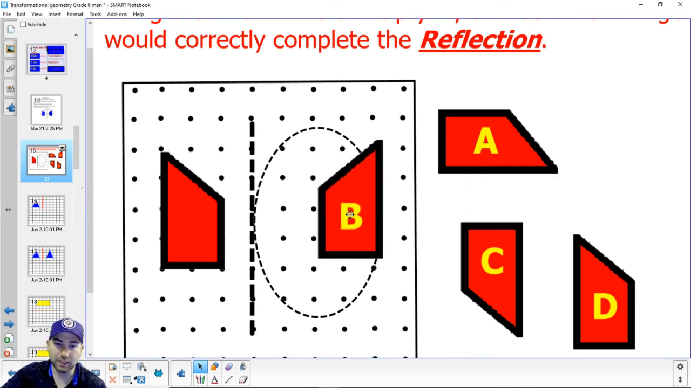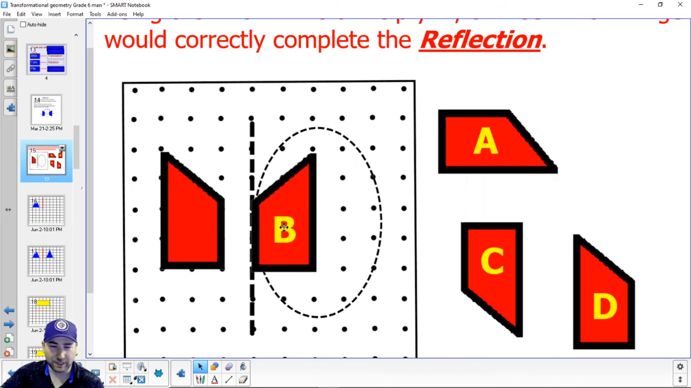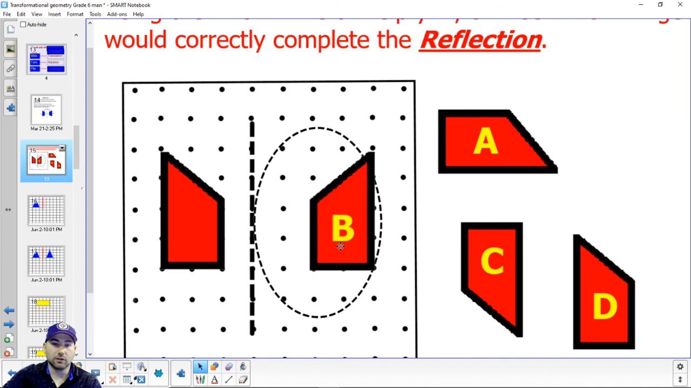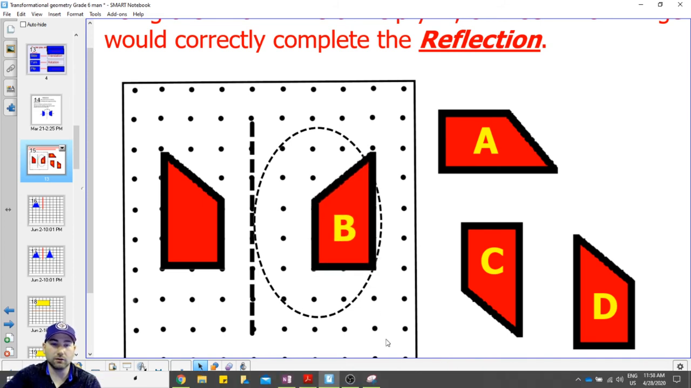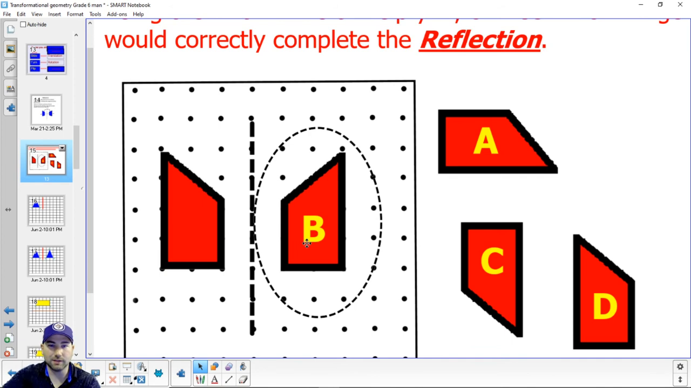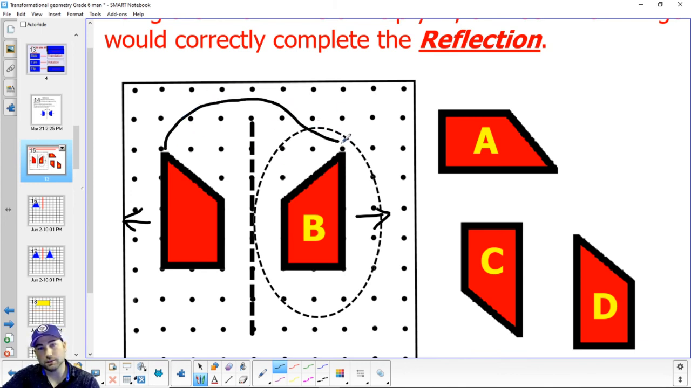Okay, if you chose B, you are correct. Now, when I'm reflecting it, do I put it right on the line? Nope. Do I put it 2 spaces away? Nope, because it's only 1 space away from there. I have to put it the same distance, and it reflects exactly as if I'm flipping it over. So this side becomes this side. They now face the opposite directions, as we talked about before. That is facing that way, is now facing that way, because it flips upside down. This point becomes this point here. It flips upside down. Okay, that is a complete reflection.